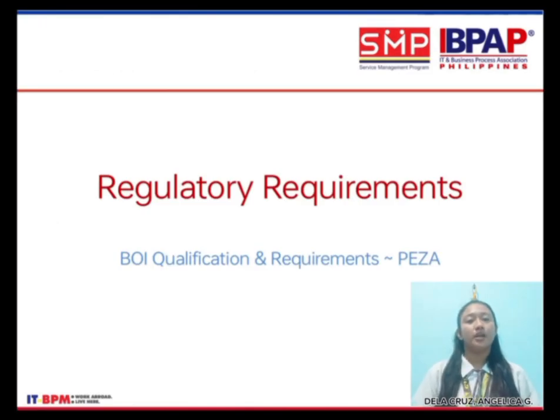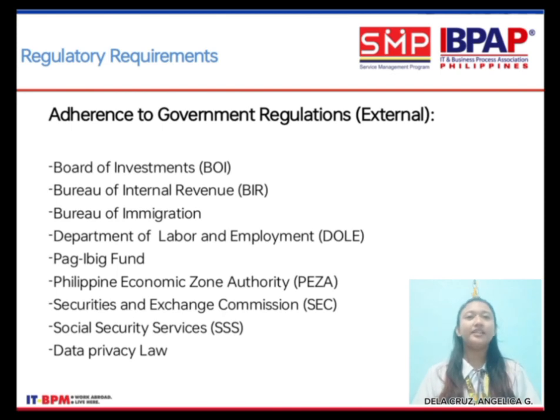Regulatory requirements refer to the rules, standards, and obligations set forth by government, agency, or other authorities to govern aspects of business, industry, or individual behavior. Adherence to government regulations. External: Board of Investment or BOI, Bureau of Internal Revenue or BIR, Bureau of Immigration, Department of Labor and Employment or DOLE, Pag-IBIG Fund, Philippine Economic Zone Authority or PEZA, Securities and Exchange Commission or SEC, Social Security System or SSS, and Data Privacy Law.